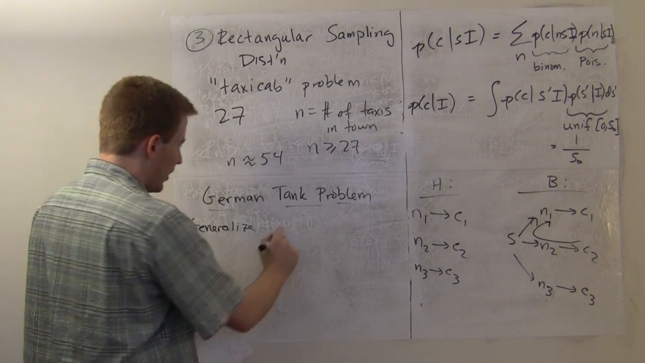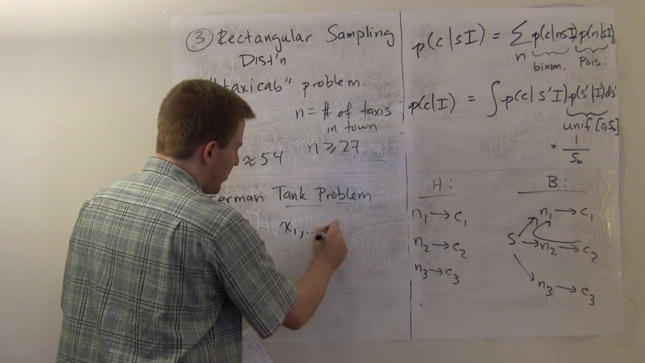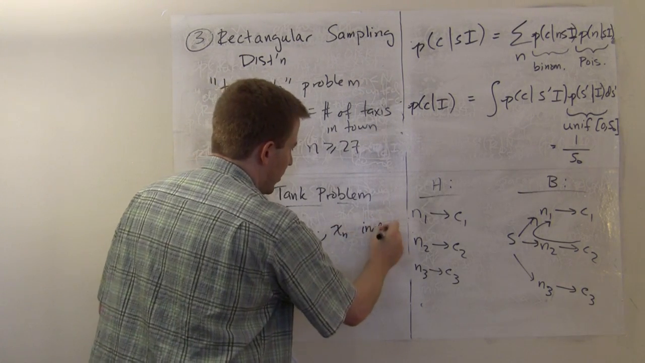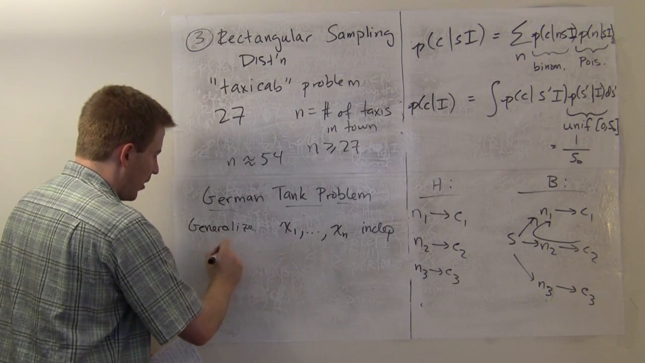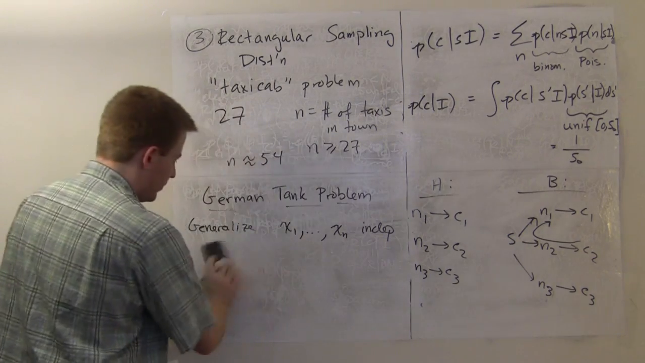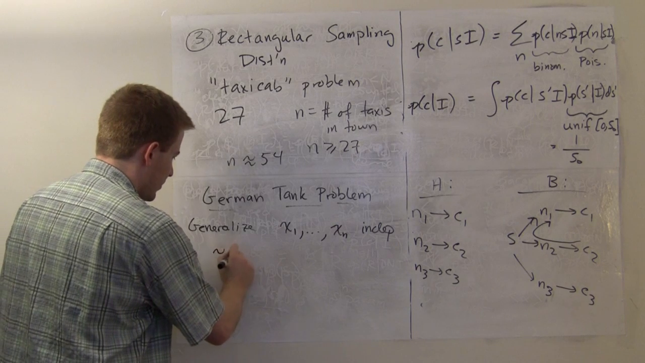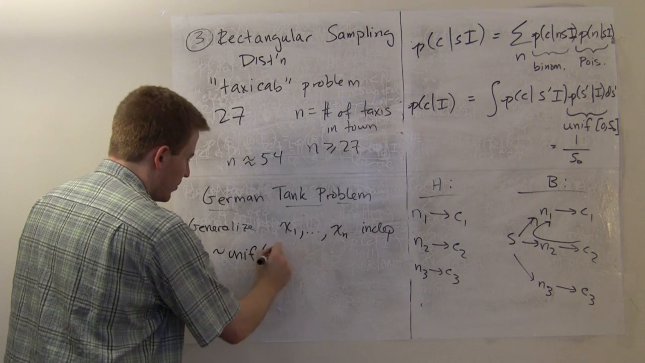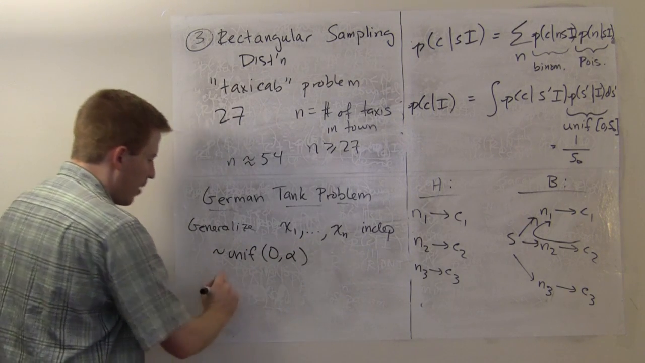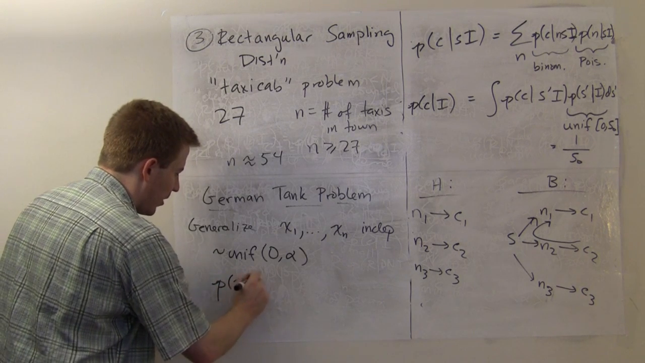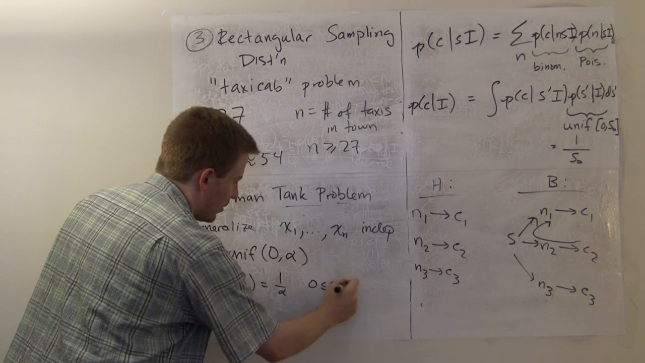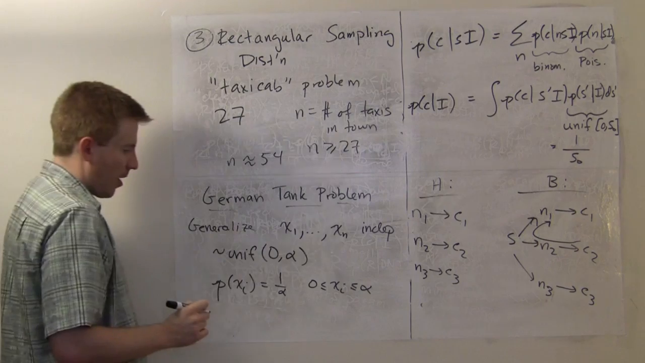The basic idea is that we're going to have n independent observations. Let's call them x1 through xn. These are independent, and we're assuming that they are uniform on some interval. Okay, so they are sampled according to the uniform distribution from, let's say, 0 to alpha independently. And what that means is that the probability of each one of them is just 1 over alpha, where it's allowed to range between 0 and this maximum value alpha.